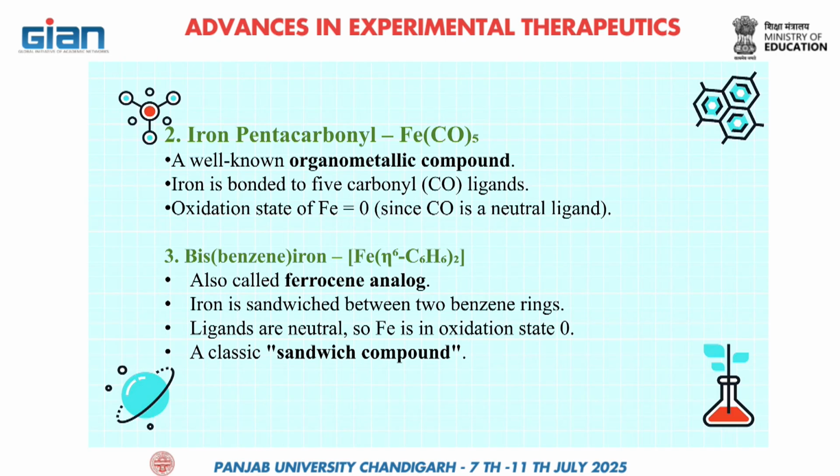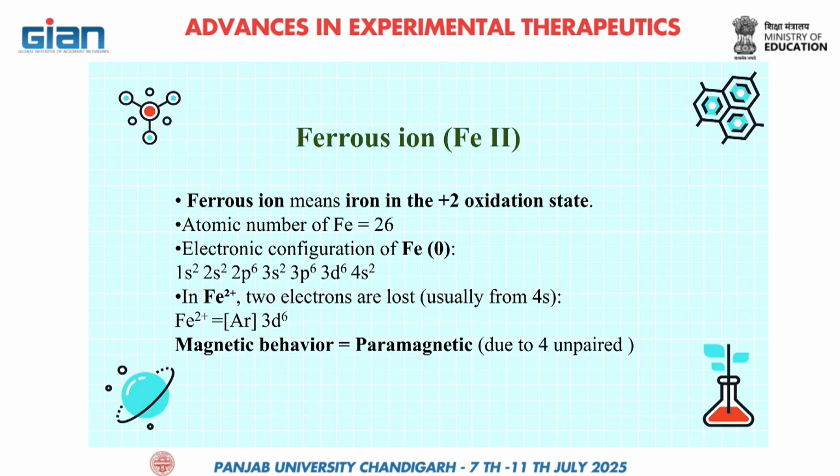Now the third example is ferrocene. Basically it's a ferrocene analog. Ferrocene is in +2 oxidation state because there we have cyclopentadienyl rings up and down side. But here we are talking about benzene rings, and benzene has no charge, so it is neutral and it can act as a sandwich compound. Here we can say that iron exists in a zero oxidation state.